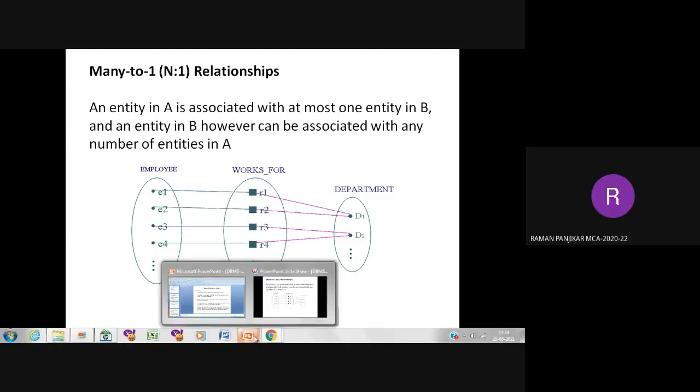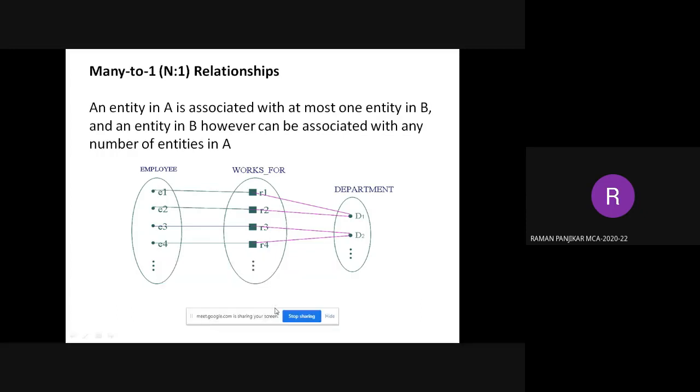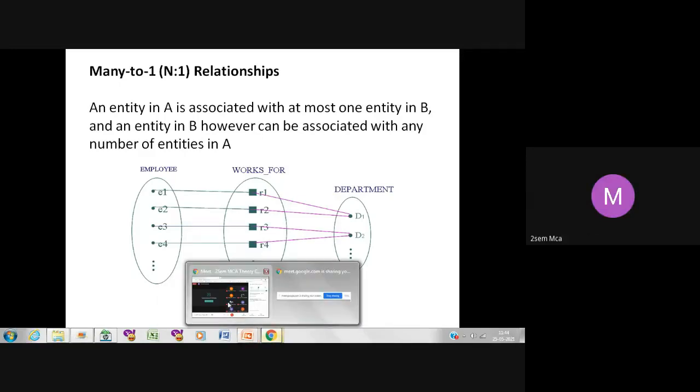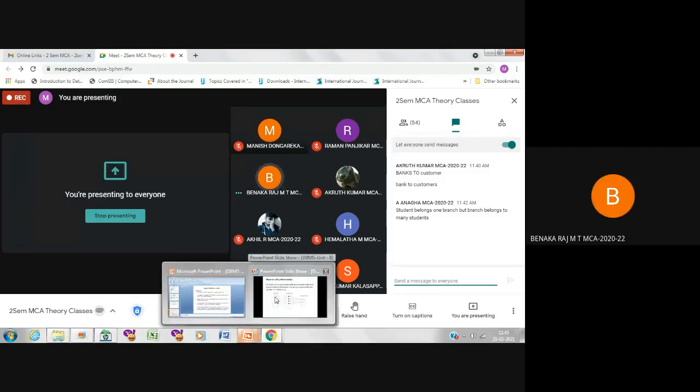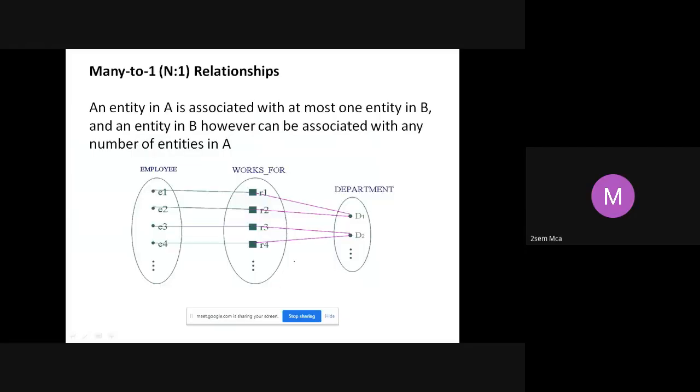No, students to department. Yeah, many students belong to one department. Right. Employees to company, one, correct. Customers to company, like business. Many customers will belong to one company. Correct.